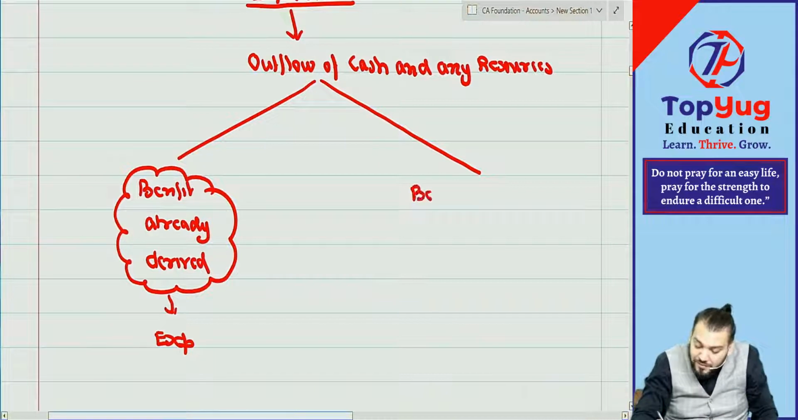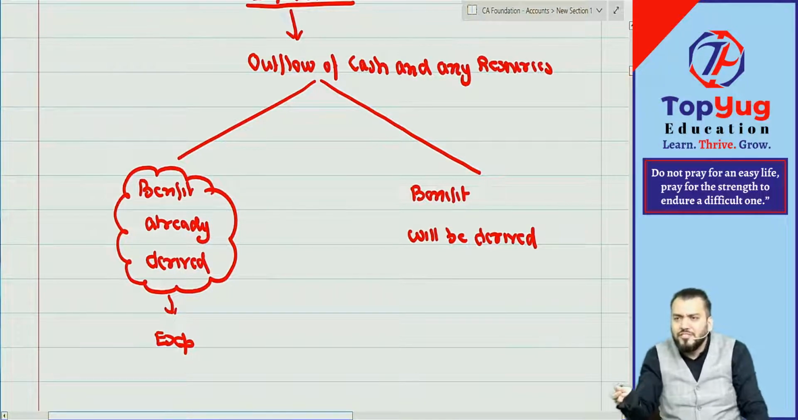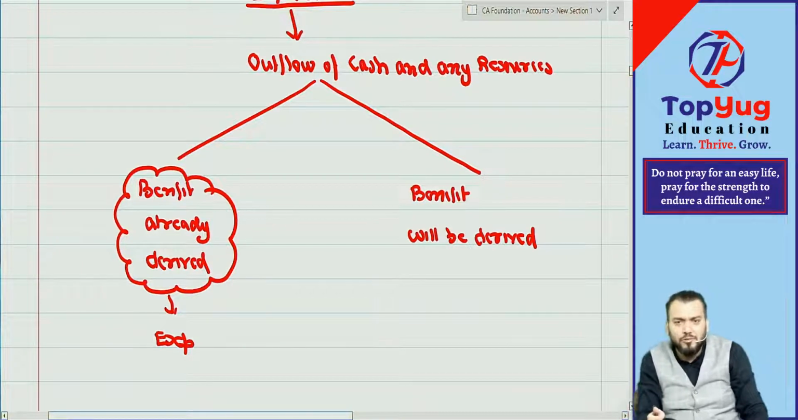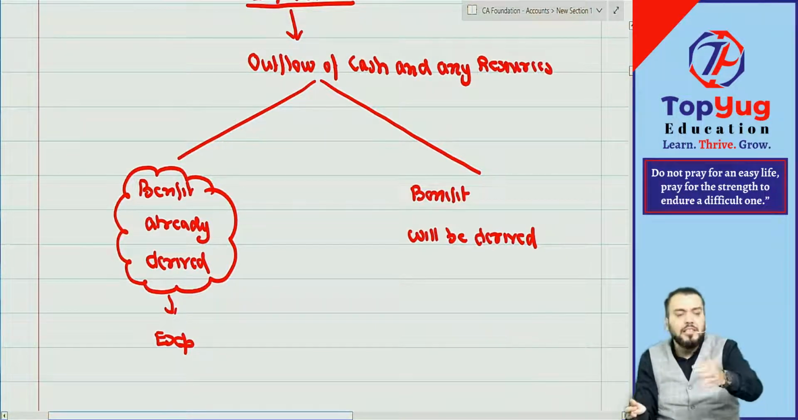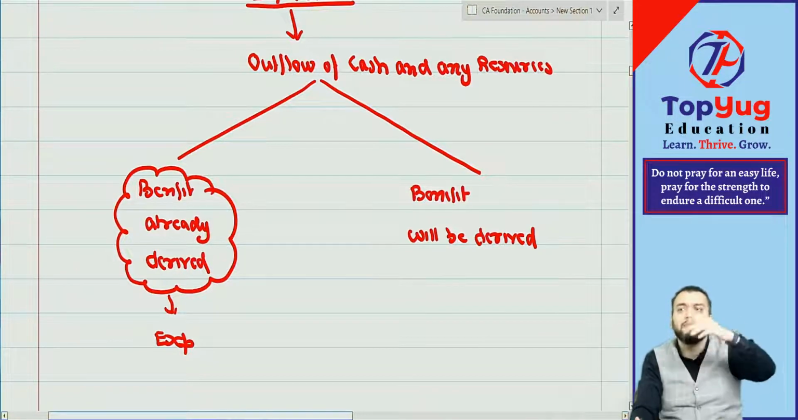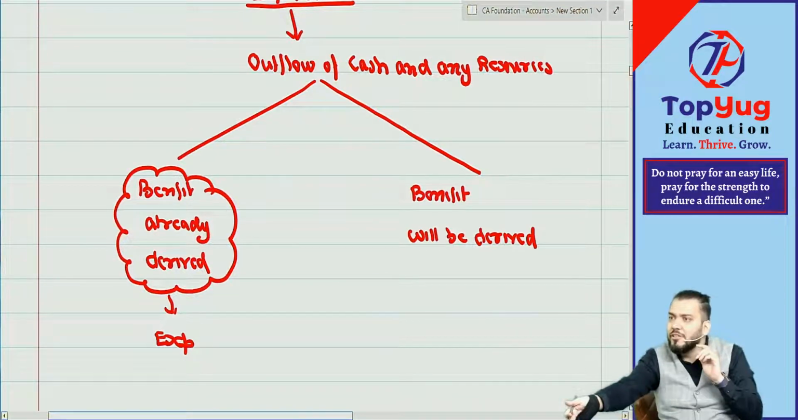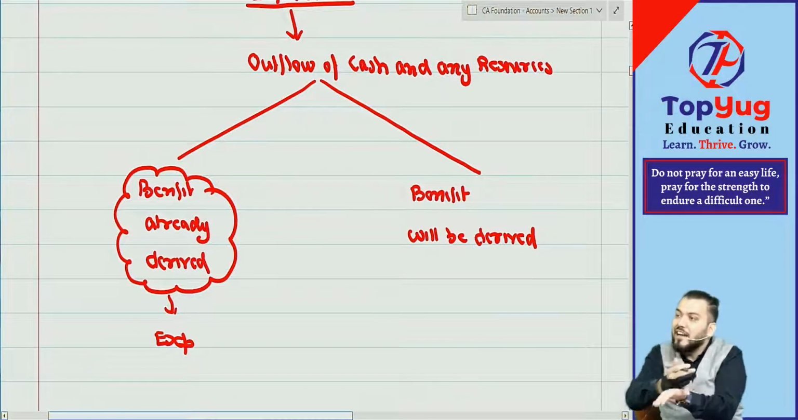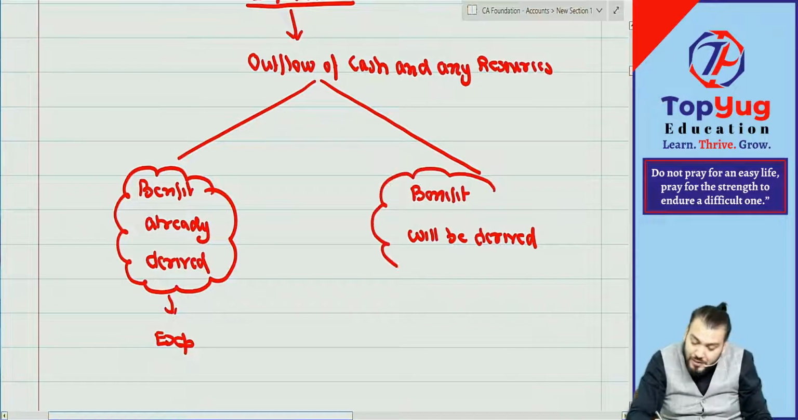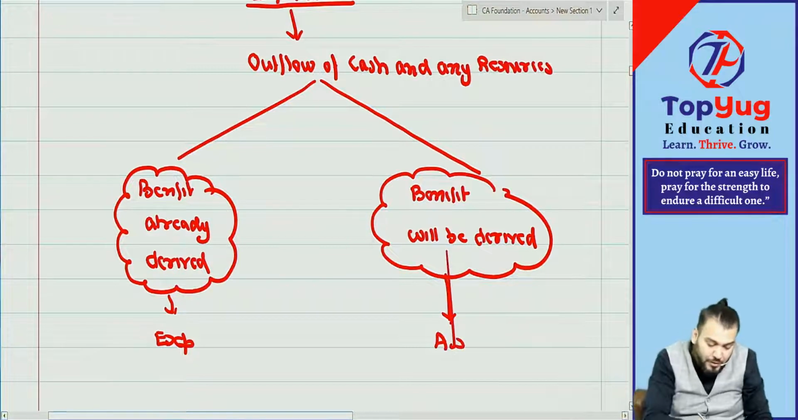And if I say benefit will be derived, are you getting what I'm saying? Will be derived means future tense, so there is no need to write down future now. It can be after 1 day, after 2 days, after 1 year, or after 5 years. It can be after 1 day also. But right now benefit is not yet derived. So this becomes an asset. Understood?